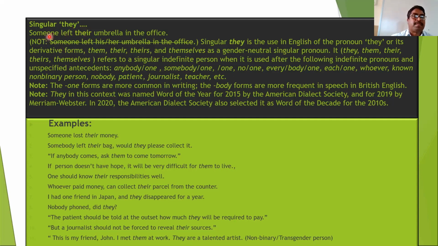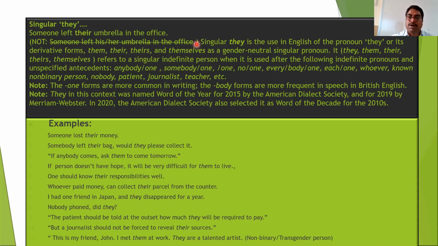Look at this example. Someone left their umbrella in the office. And second example, someone left his or her umbrella in the office. Which one did we learn in schools and colleges? Of course, the second one. We have been taught, and we know very well that the second one, someone left his or her umbrella in the office, is absolutely grammatically correct. Yes, this is what we know.